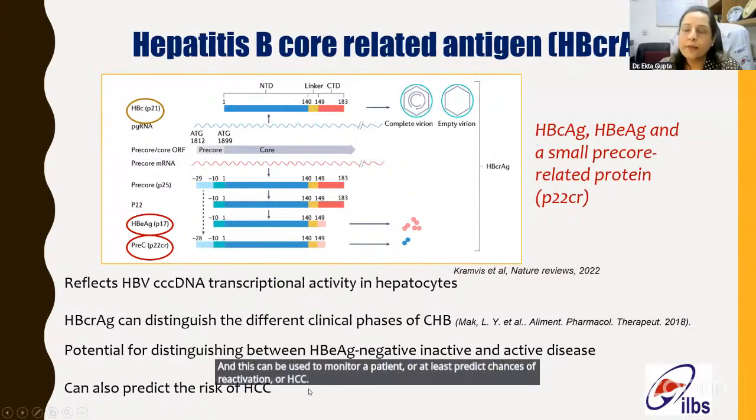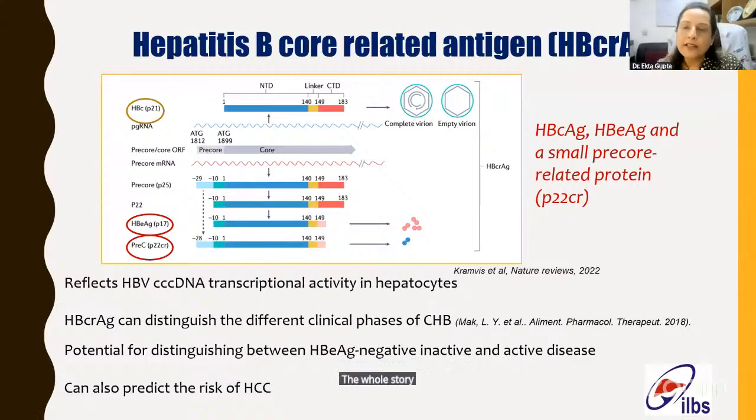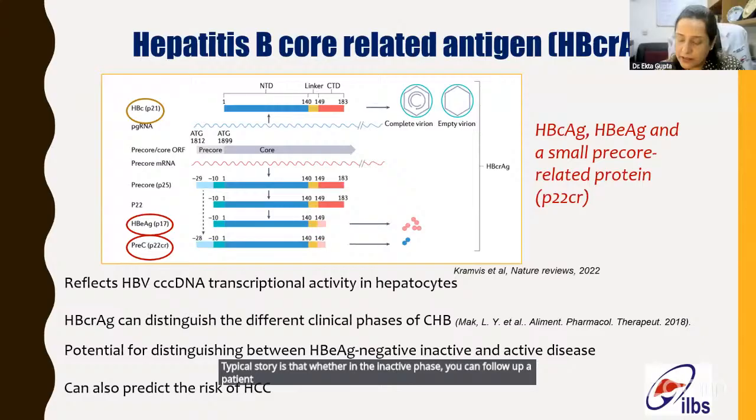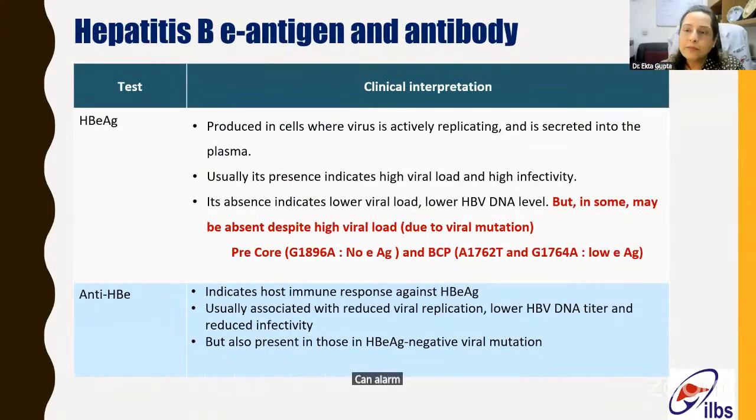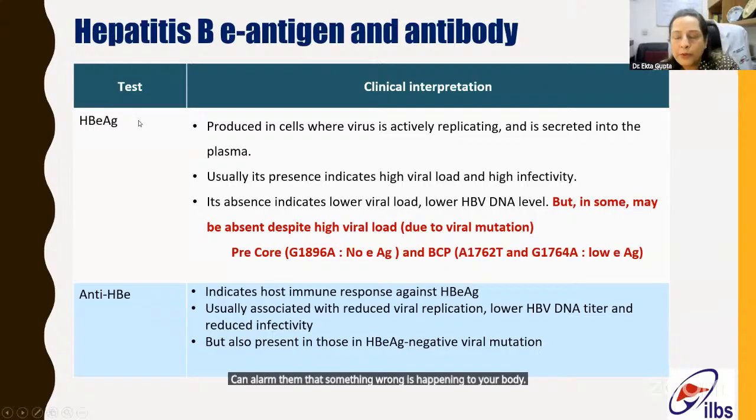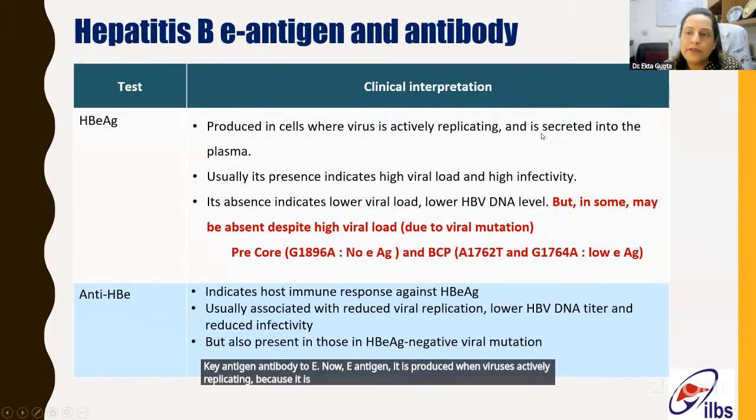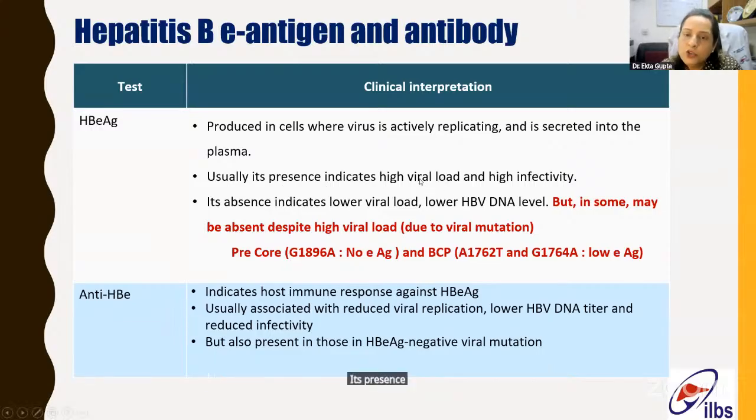So the whole story is that in the inactive phase you can follow up a patient and alarm them that something wrong is happening in their body. E antigen, antibody to E. Now, E antigen is produced when the virus is actively replicating, because it is below the surface antigen and gets very well secreted. Its presence usually indicates high viral load.